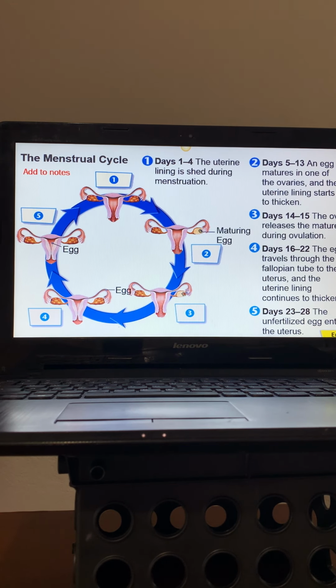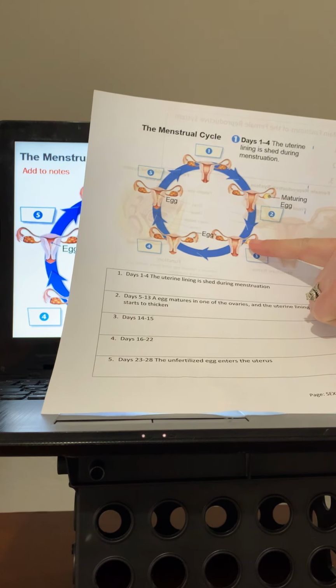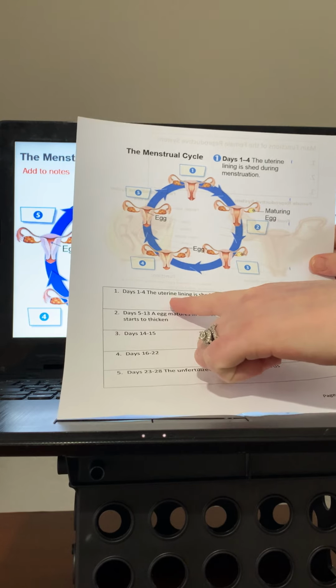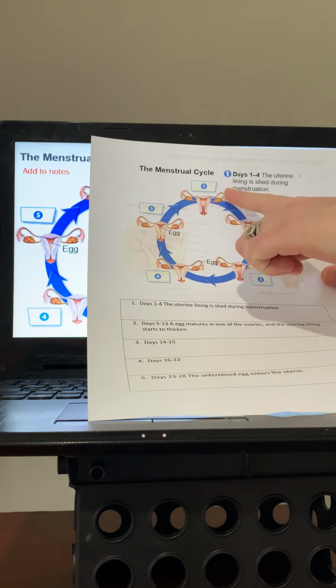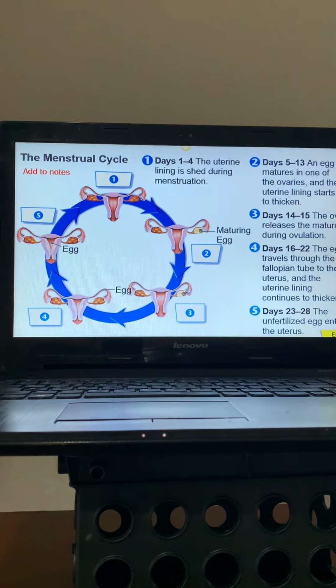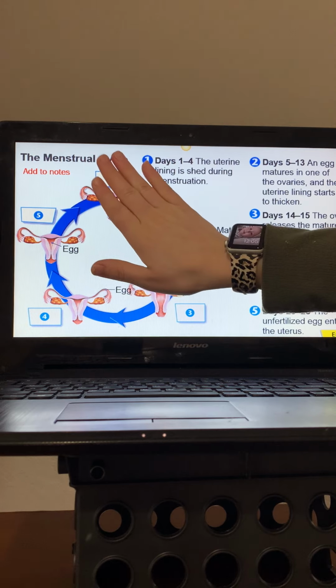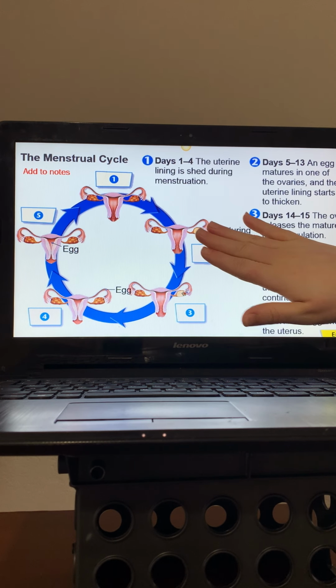So here's the menstrual cycle notes. If you look, you have the same picture in your diagram, and what you are filling out are the days. So 1 is days 1 through 4, and I filled it out for you so you can see what's kind of happening here. If we're looking at structure number 1, I'm actually going to skip number 1 and start with number 2. It makes it a little bit easier.